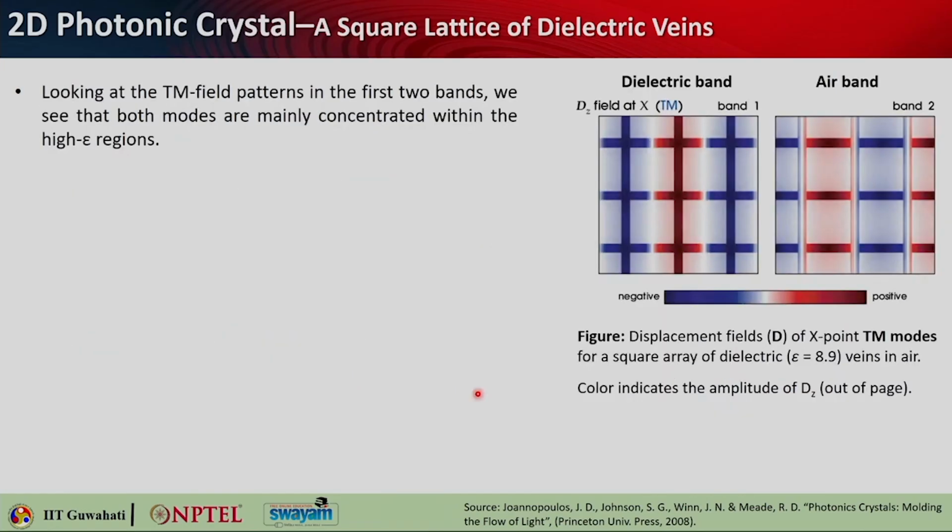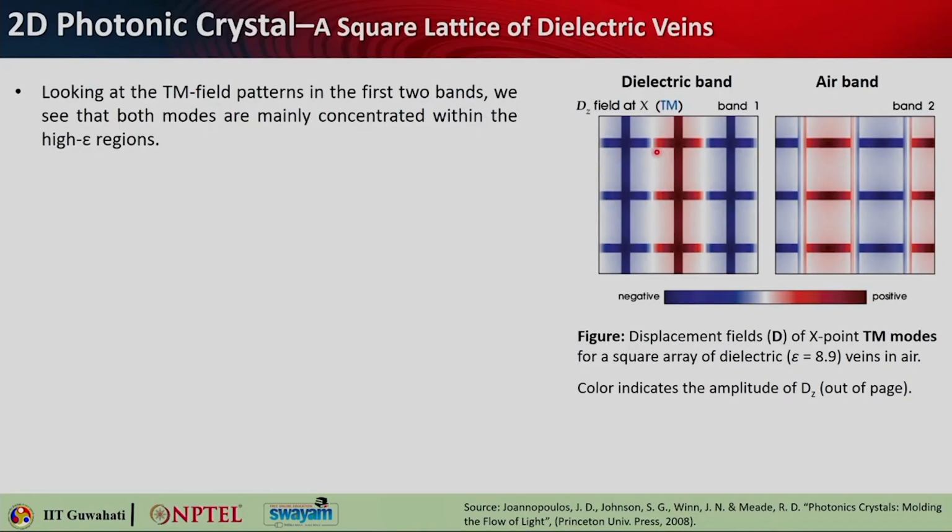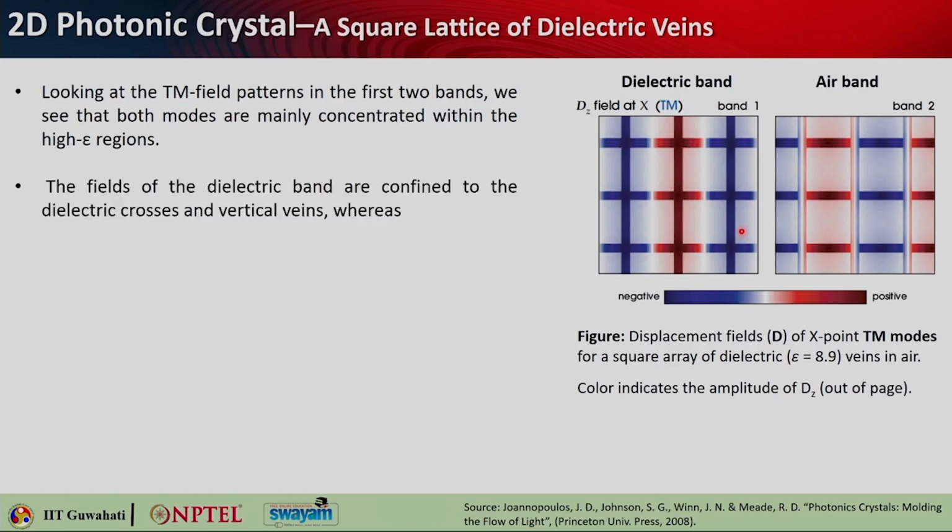Now let us look into the electric field or displacement field pattern in this case. Looking at the TM field patterns in the first two bands, the first band is called the dielectric band, and the second band is called the air band. We see that both modes are mainly concentrated within the high permittivity region, that is within those veins. That is clearly seen here, and that makes sense also.